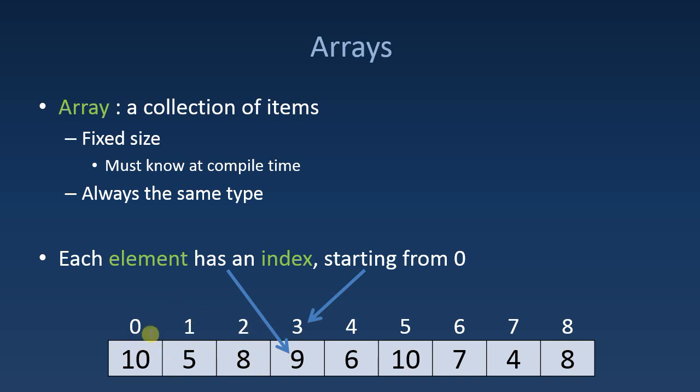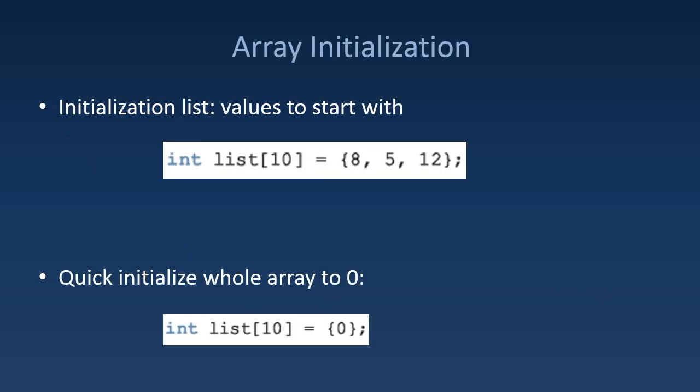The elements, the values, are numbered. That number is called the index, and it starts from 0. So if I have an array of 9 things, the elements will be numbered 0 through 8.